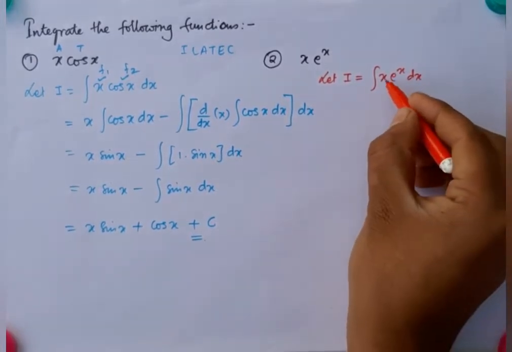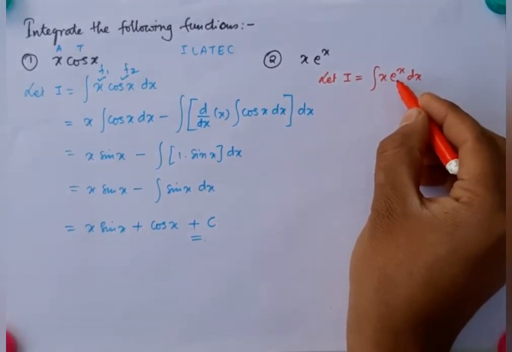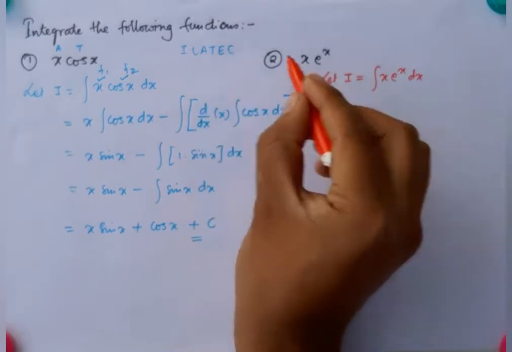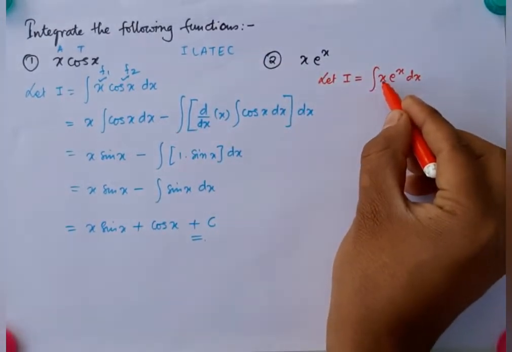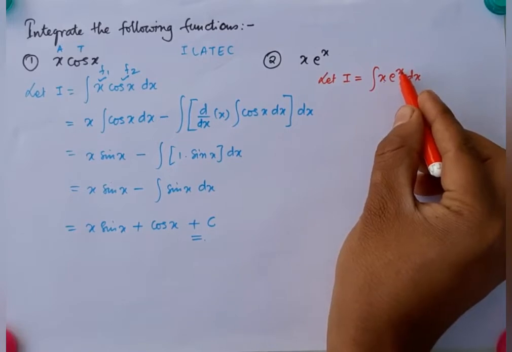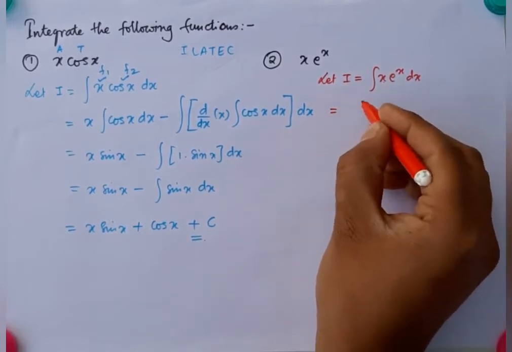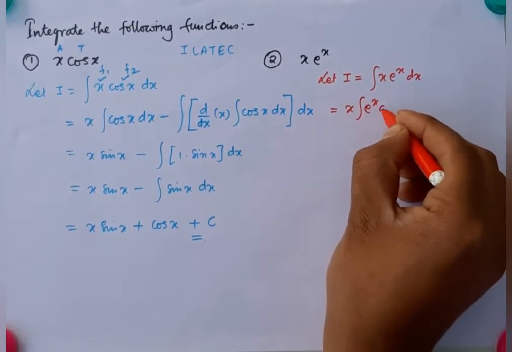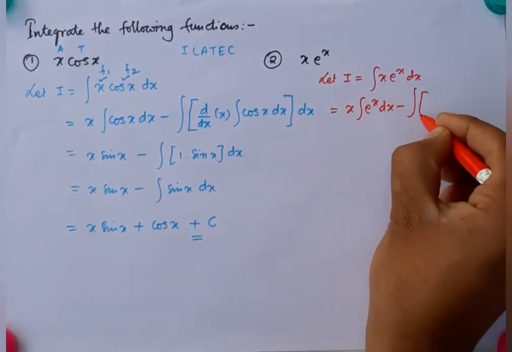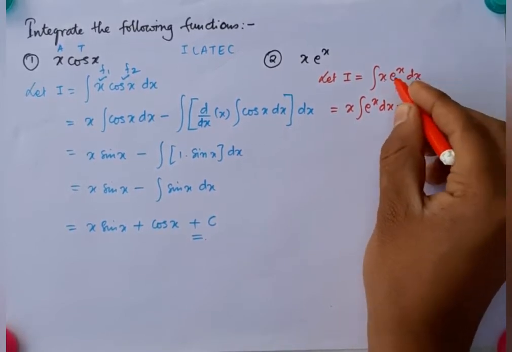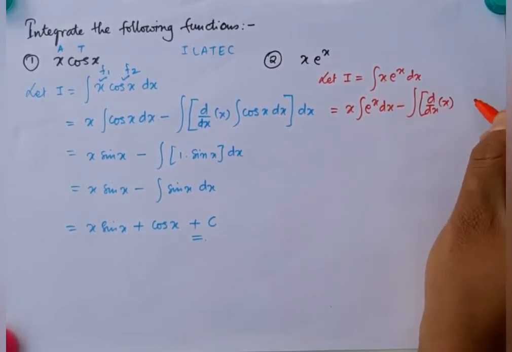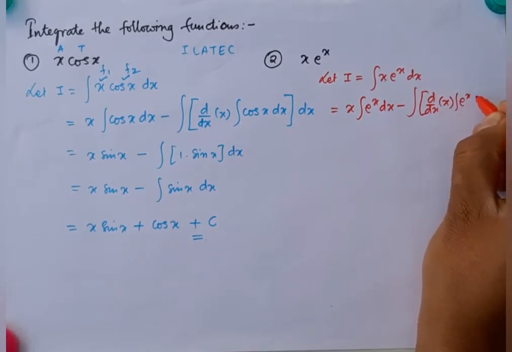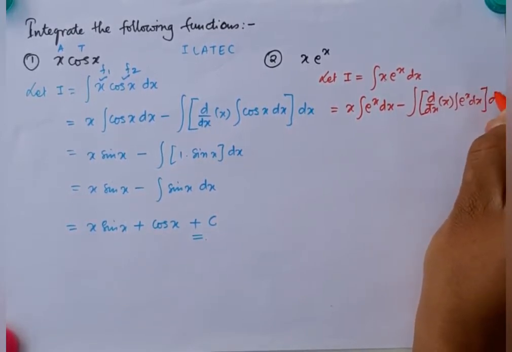dx. Now as usual, this x is algebraic, e to the power x is exponential, A and E. So which one is coming first? A is coming first. So that's why x is my f1, and e to the power x is my f2. So this becomes, okay, so this is my f1 integral of e to the power x dx minus, okay, so we need to differentiate f1, which is x, right? Integral of e to the power x dx, and outside one more dx.